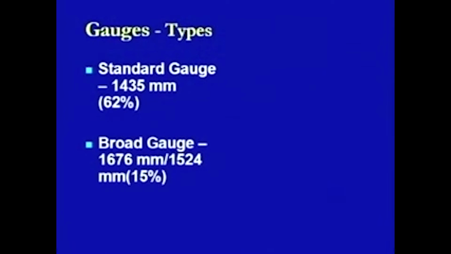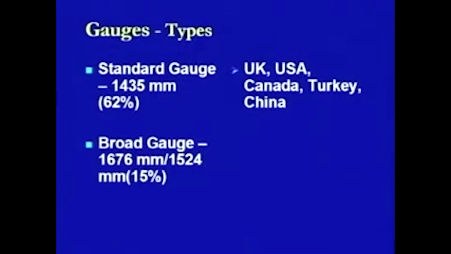The other category is broad gauge. In the case of broad gauge, the clear dimensions are 1676 mm or 1524 mm. On an average, throughout the world, the share of broad gauge is 15%. Standard gauges have been provided in the United Kingdom, United States of America, Canada, Turkey, and China. These are the major countries in which standard gauges have been provided, though there are some other countries too.